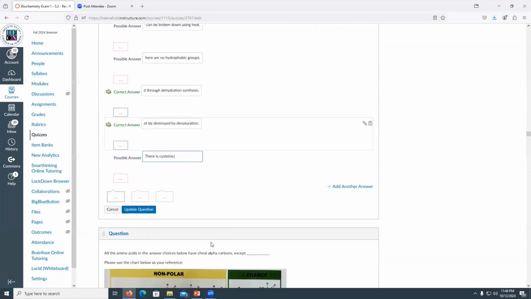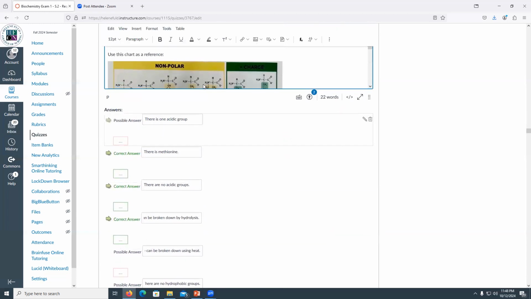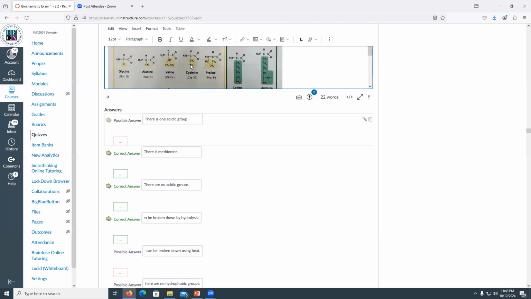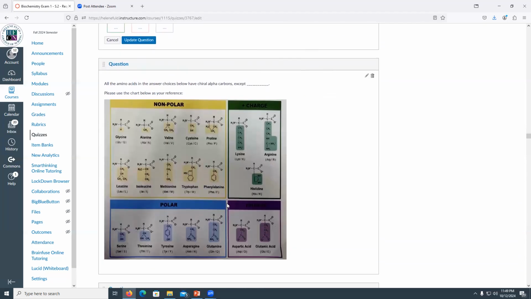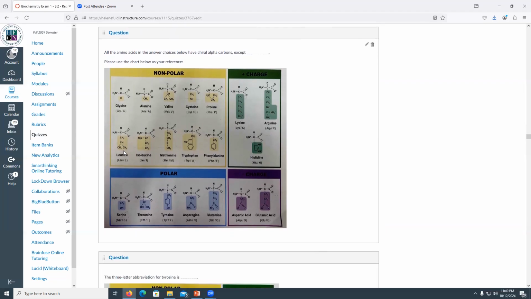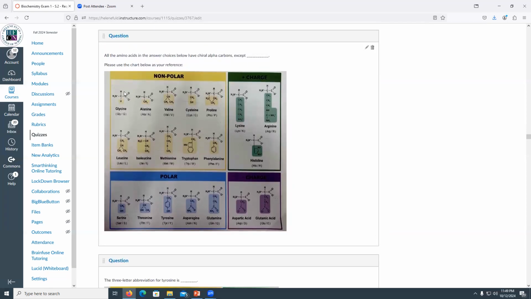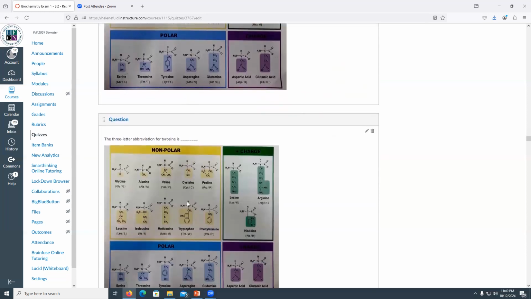So cysteine is not true because we don't have cysteine. Cysteine, you must have the thiol group attached to carbon and a hydrogen. But here it is attached to carbon and another carbon, which makes it methionine. All the amino acids in the choices have a chiral alpha carbon, except that we know nobody besides glycine is achiral. All of them are different, except glycine has two hydrogens.